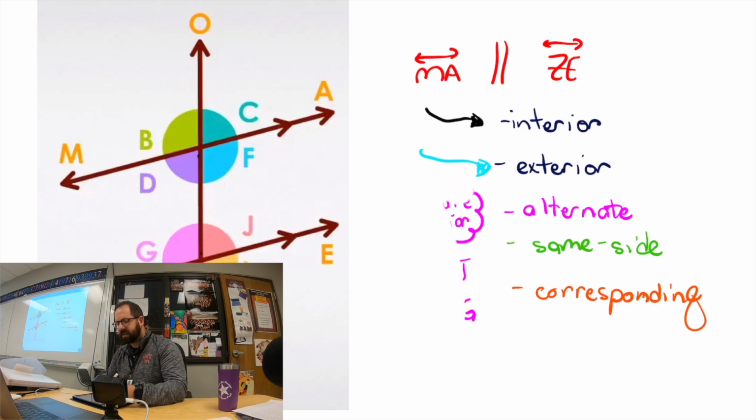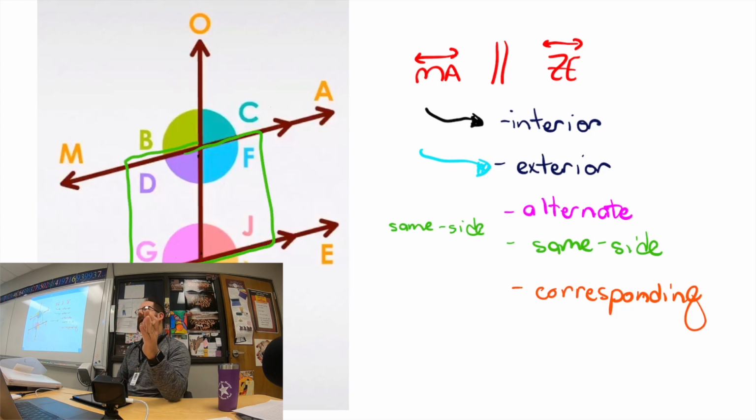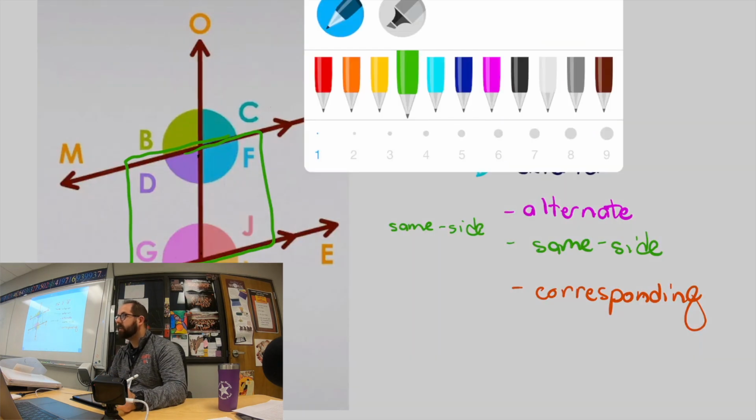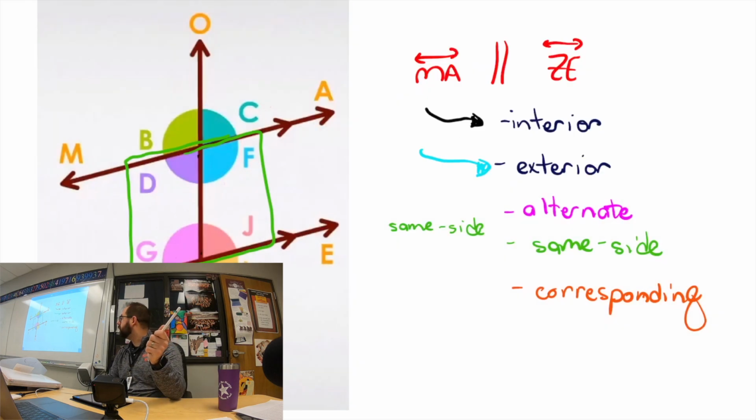Okay, now same side, let's go to the green. So let's go same side interior. So again, I can only pick from the interior angles, so here's my interior again, these four. But now we're picking angles on the same side of the transversal, so what's my pairings? What's my pair of same side interior? F and J. Yeah.